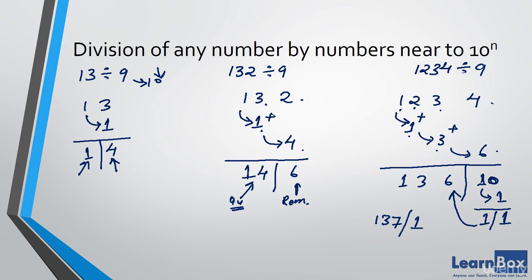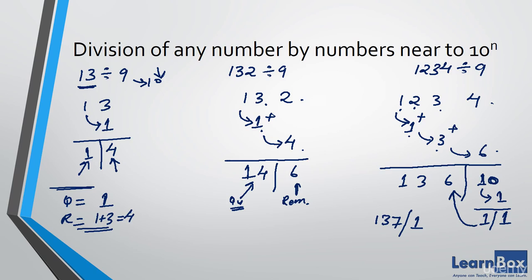Now let's quickly see how this process is working. For a 2-digit number, the quotient is simply the first digit. So the first digit of the dividend is 1. So the quotient is 1. And the remainder is equal to the sum of the digits of the dividend. So 1 plus 3 is your remainder, which is 4.